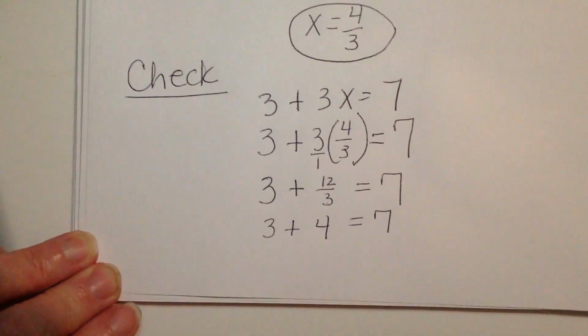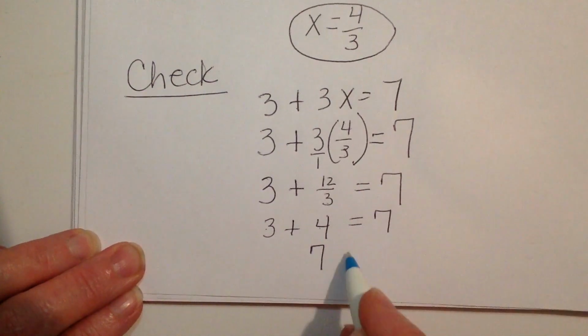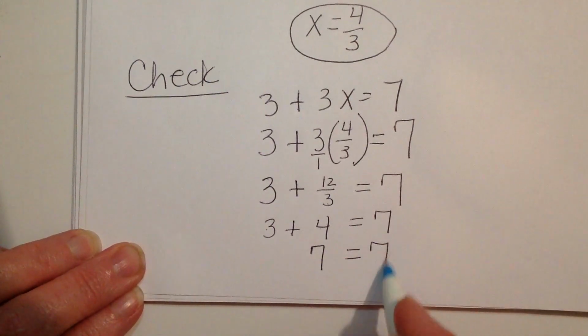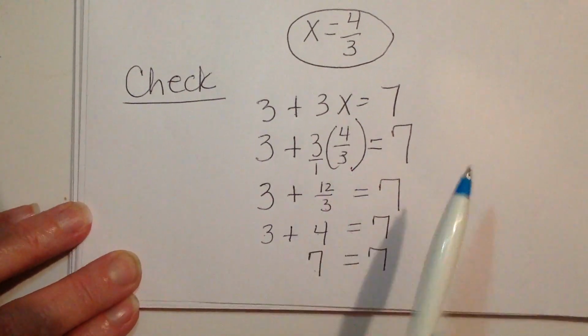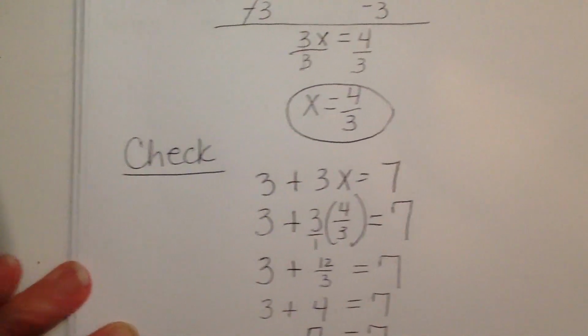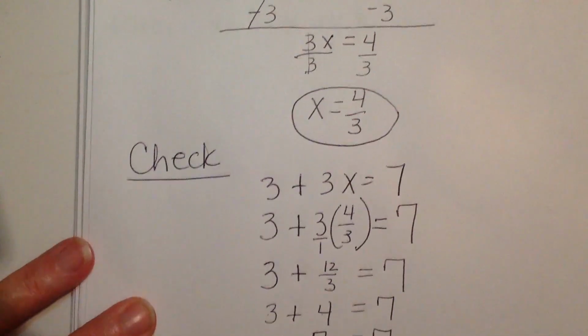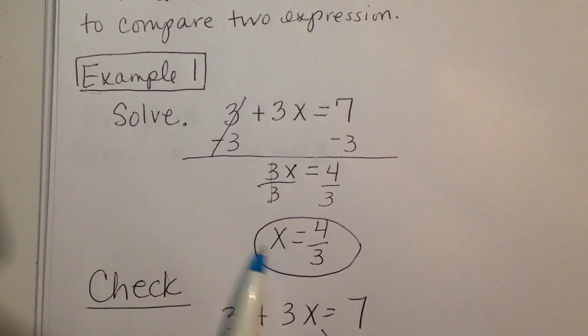Does that equal 7? And last, 3 plus 4 gives you 7 on the left side and 7 on the right side. So this is how we check our answer. If you get the left side equal to the right side, then you know your answer of 4/3 is correct. This is solving an equation. Your goal is to get the x on one side by itself with a positive 1 in front of x. Let's look at another example.